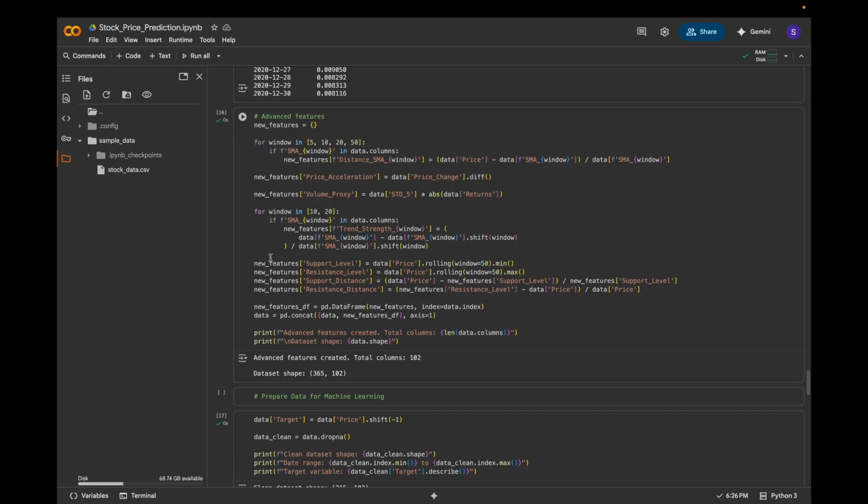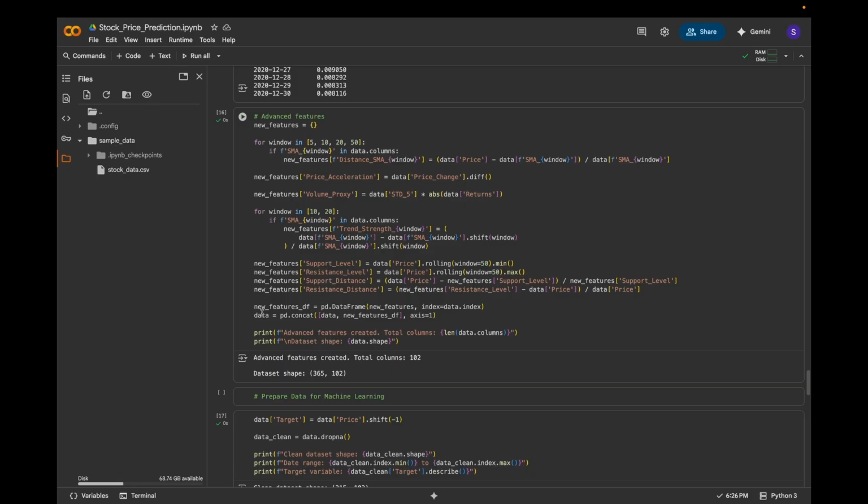Then we move on to new features support levels, from data price rolling window 50. Basically this shows us the lowest price in the last 50 days, while resistance levels shows us the highest price in the last 50 days, which is like the ceiling. Then we have the support distance, which shows us how far above the support level the price is, and the resistance distance shows us how far below the resistance level it is.